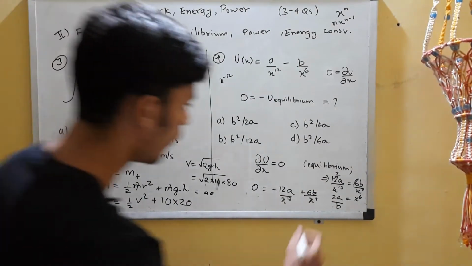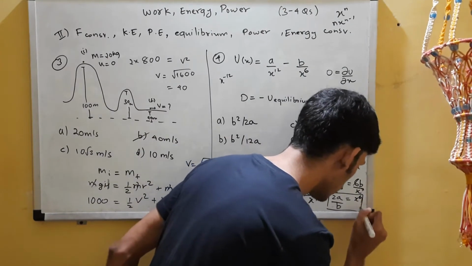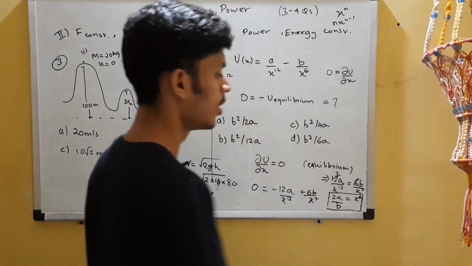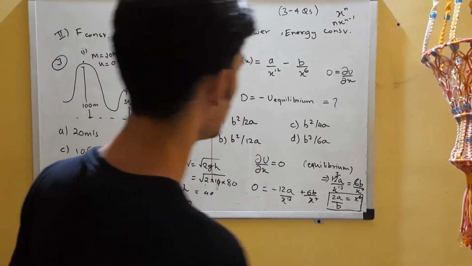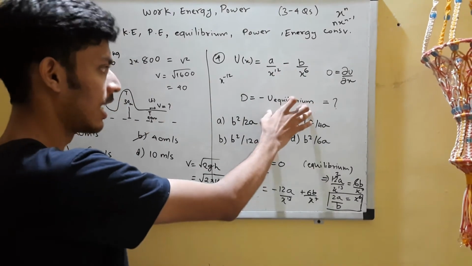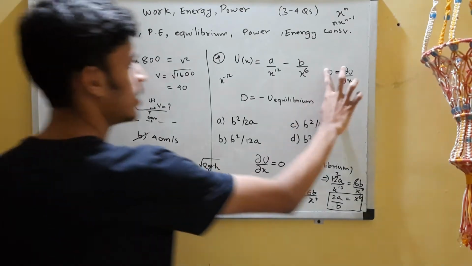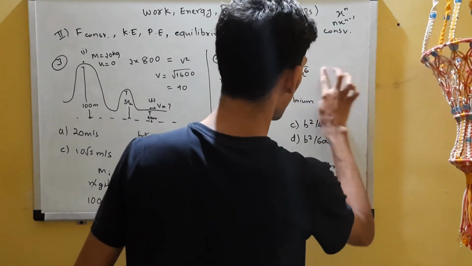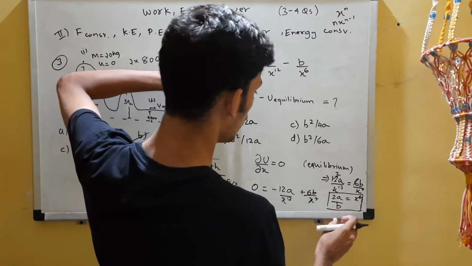Now we have found the position at which the equilibrium occurs. We have found the position x where the equilibrium is established. So let's substitute this x over here and we'll find the potential energy at equilibrium. That is the basic idea. So let's substitute it over here. We'll substitute x to the power 6 as 2a by b.